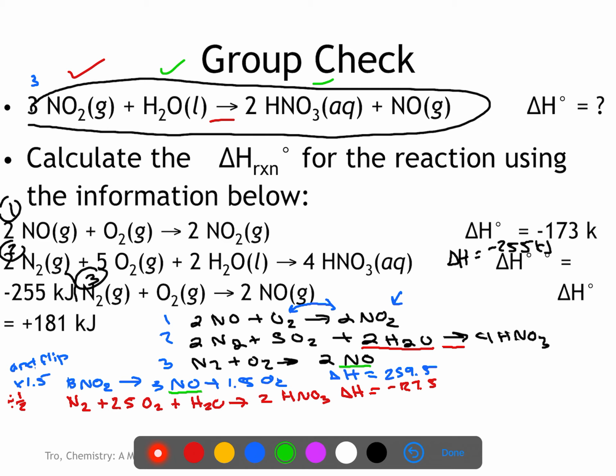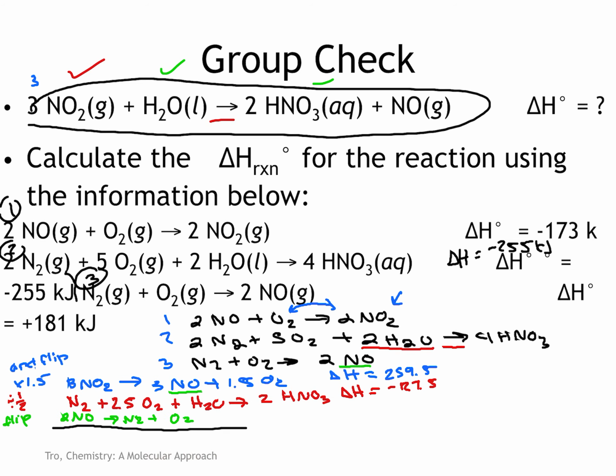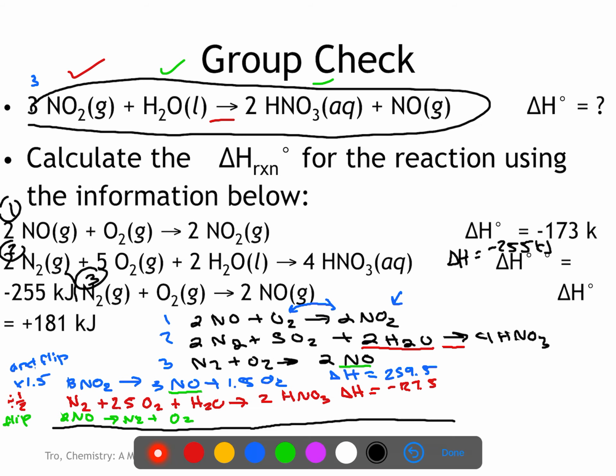If I leave it on the right side of both equations, that's adding. To get just one NO on the product side, I'll have to subtract. So I flip the reaction. So I get 2NO makes N2 plus O2. Now, all of this should then give me my overall reaction. But I also have to remember to change the sign of my delta H to negative 181.